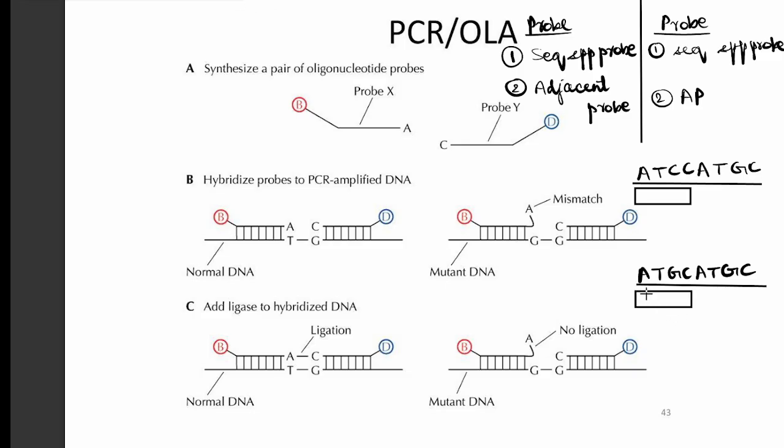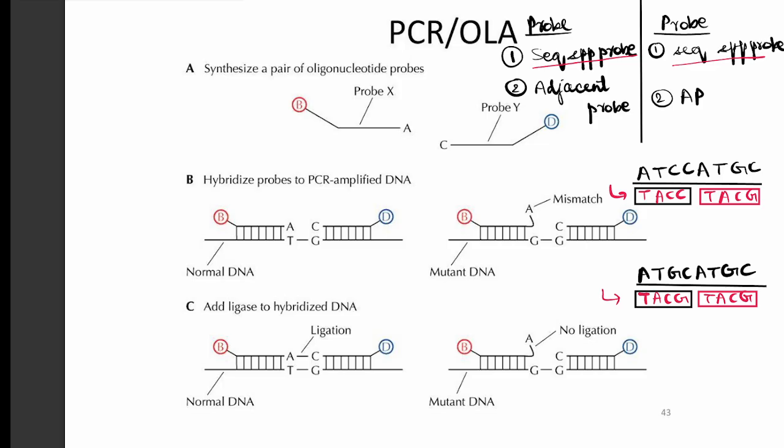One of the probes will be TACG while the other probe will be TACC. So this is the sequence specific probe for the normal one and this is the sequence specific probe for the mutated one. Now we have to take the adjacent probe, which will be similar in both cases. So here will be the adjacent probe and here also would be the adjacent probe. And what would it be? It would be TACG. Here also TACG.